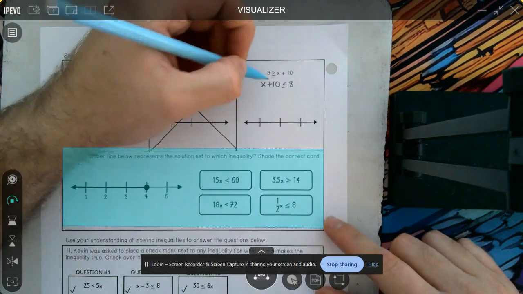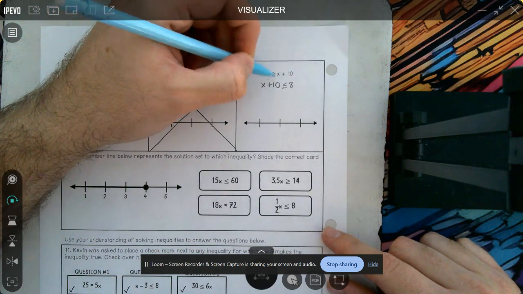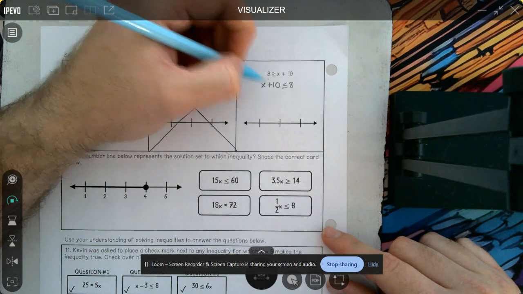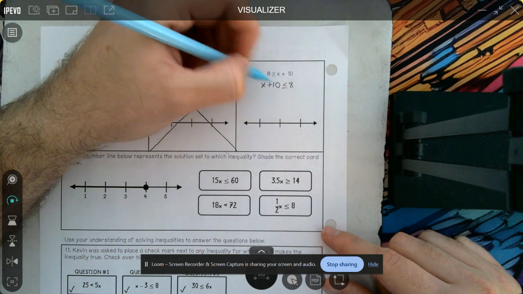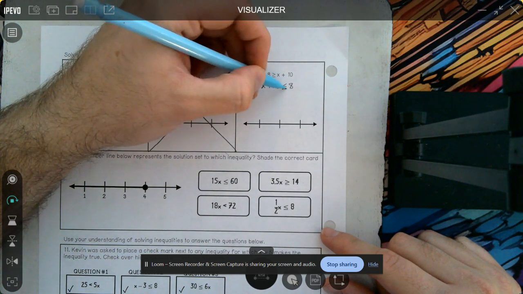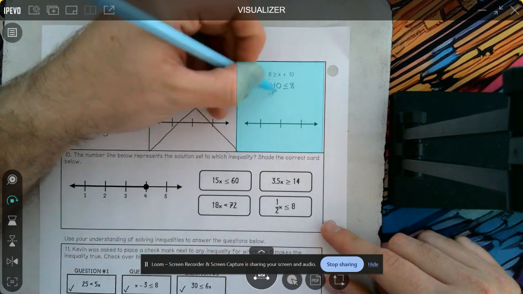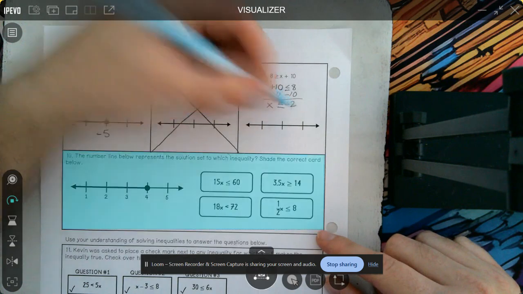Okay, so number 9. Be careful. You're not only moving the x to the left. You have to move everything that's with the x to the left side. So it's x plus 10 is less than or equal to 8. In the beginning, the inequality was eating the 8, so it should still be eating the 8, which it is. Now, subtract 10 on both sides. You get x is less than or equal to negative 2.